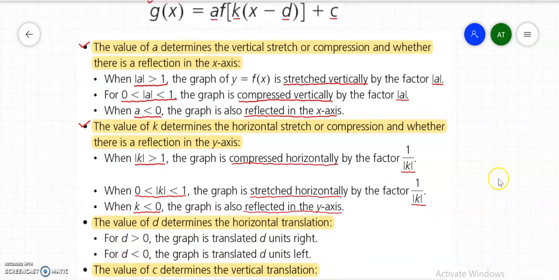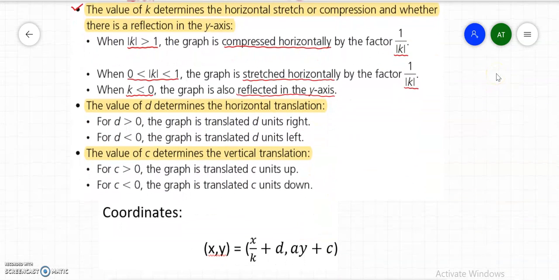Let's move to the d and the c value. The d value determines the horizontal translation, which can be right or left. When d is positive, the graph is translated d units to the right, and when d is negative, the graph is translated d units to the left. The c value determines the vertical translation, which can be up or down. When c is positive, the graph is translated c units up, and when c is negative, the graph is translated c units down.